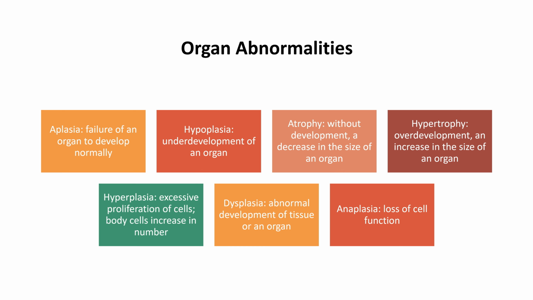Hyperplasia is excessive proliferation of cells. Body cells increase in number. Dysplasia is going to be an abnormal development of tissue or an organ. And your anaplasia is loss of cell function. And again, you can use your med term knowledge to break these words down.